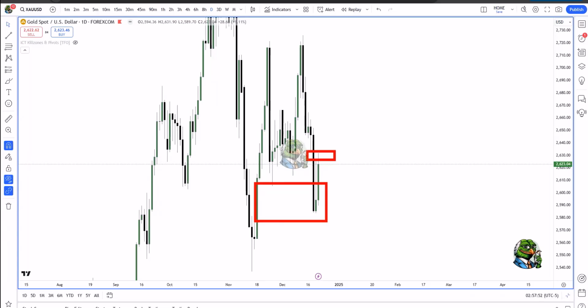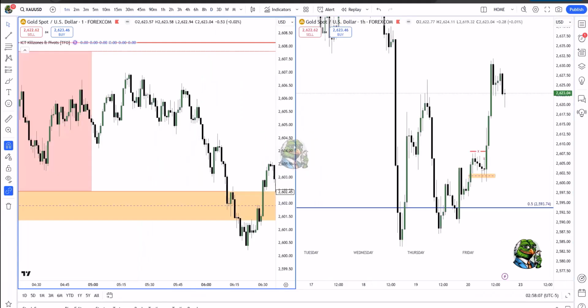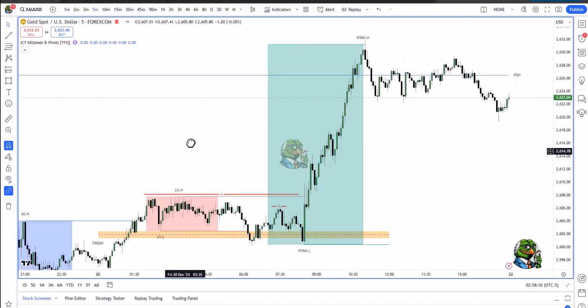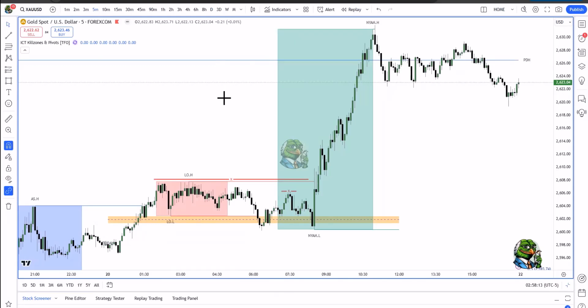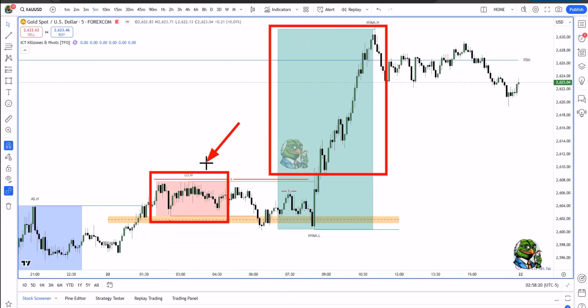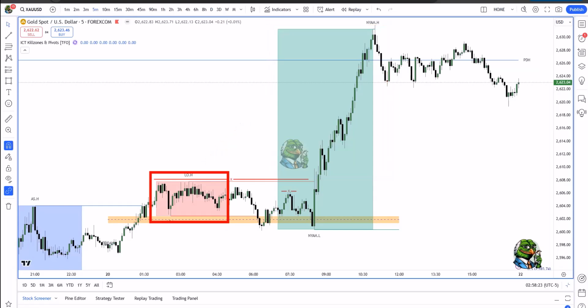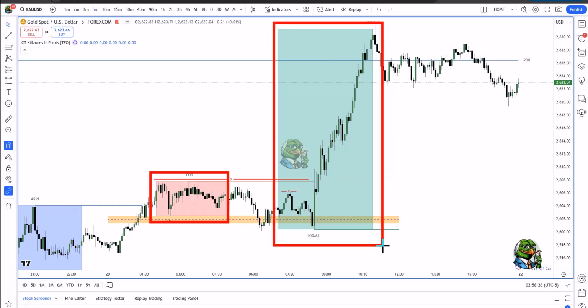So once we have that draw on liquidity, the best time to trade gold is in the New York session. Okay, ICT says 7 a.m. onwards is the ICT kill zone. Right now, let's jump to a 5-minute chart. Okay, now here we can see that this is New York. You can see it's consolidation, but here this is London consolidation. And this here is New York. Right, the best time to trade gold is New York.